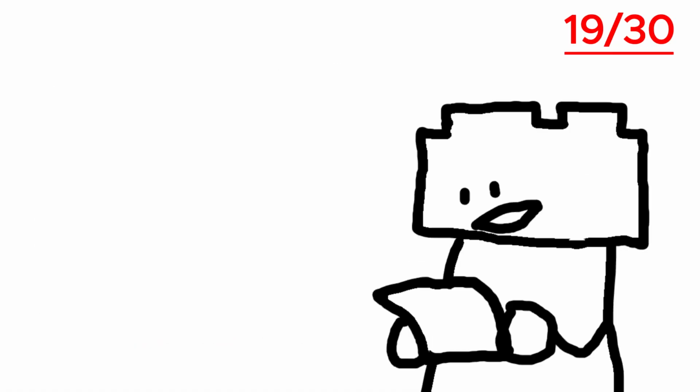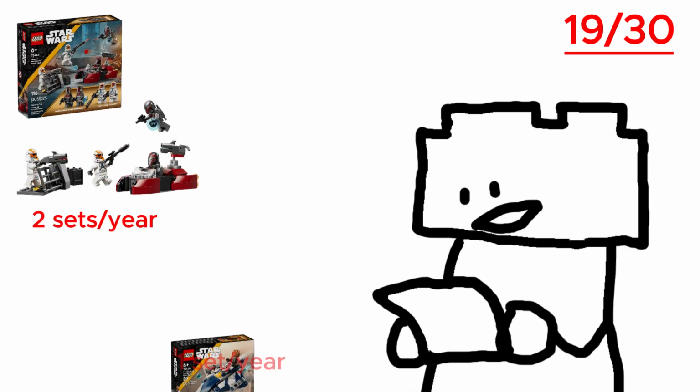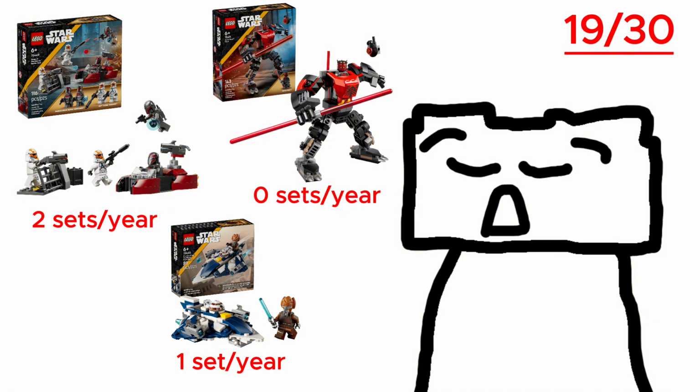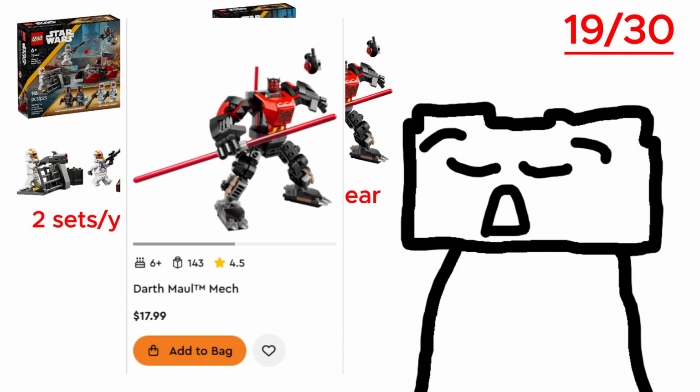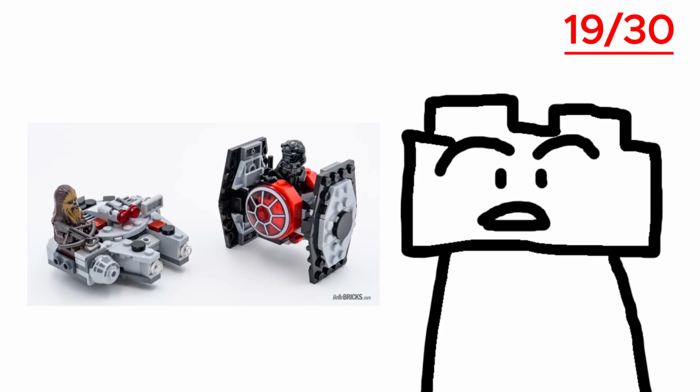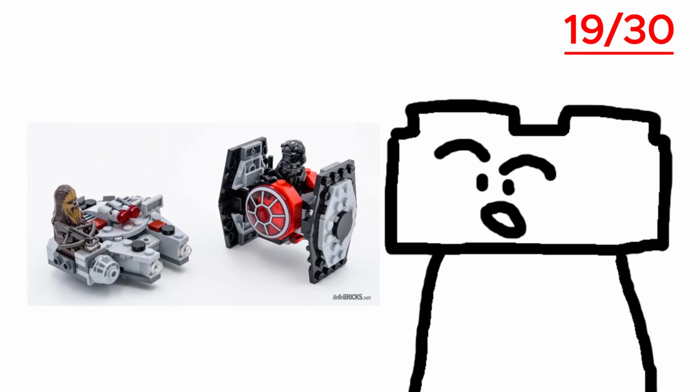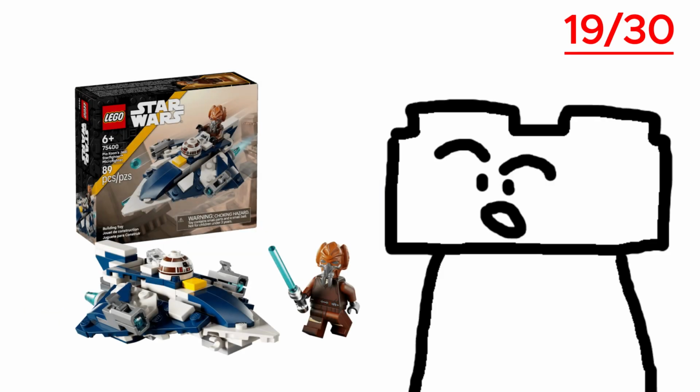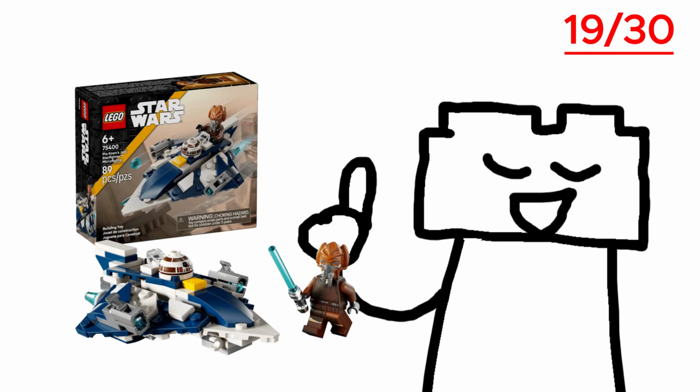And then lightning round of smaller sets, 2 battle packs, 1 microfighter, and no mechs. I killed them because $18 is insane. I was gonna do 2 microfighters a year, so you could fight them like you used to be able to. But I went with 1 because 1, I prefer the more special ones with more desirable characters for cheap, and 2, because I prefer cheaper system scale sets like the Mando Speeder.